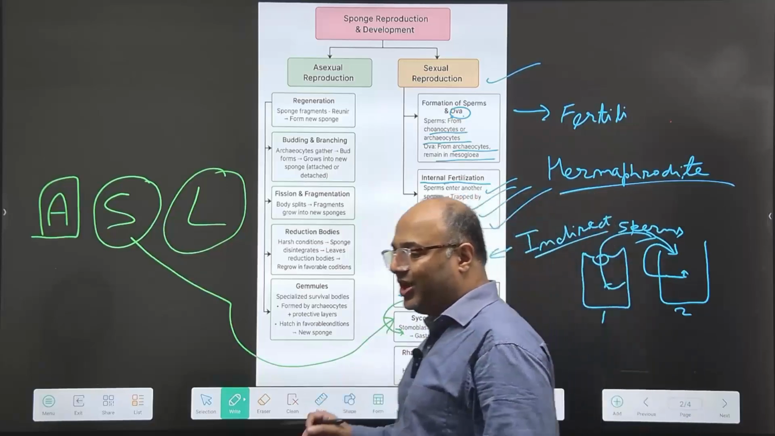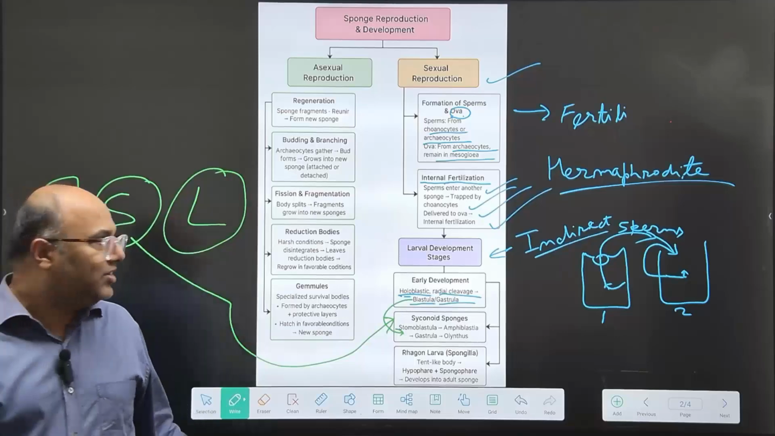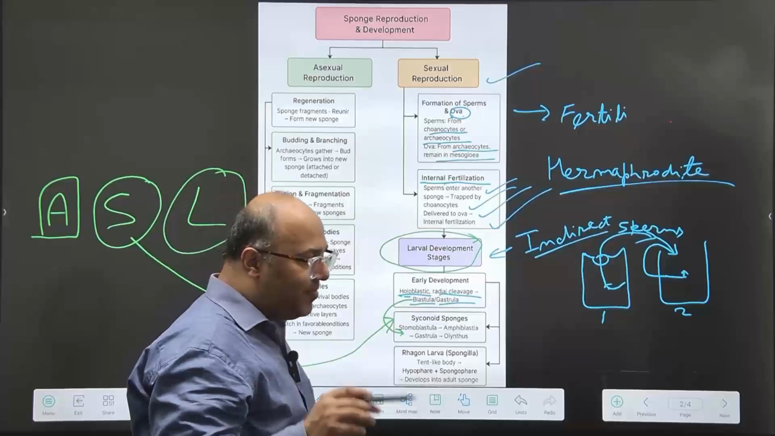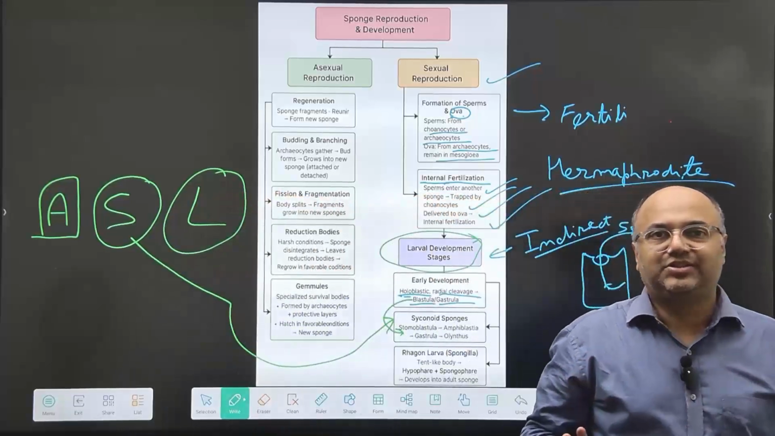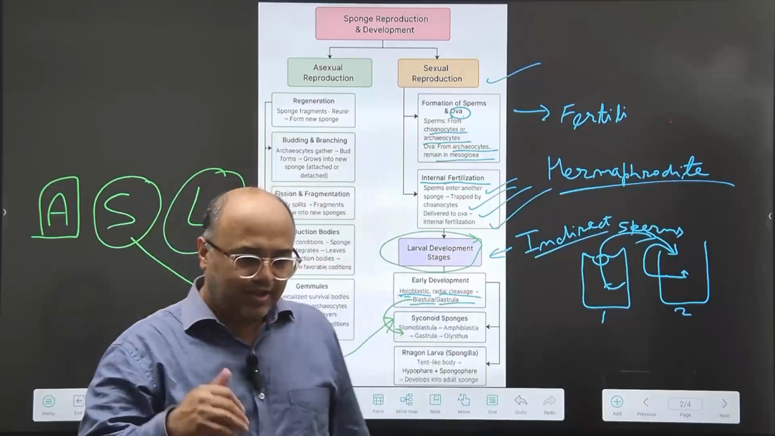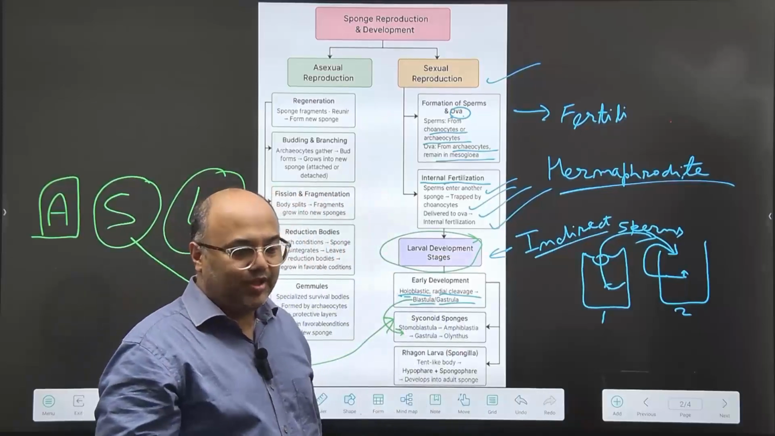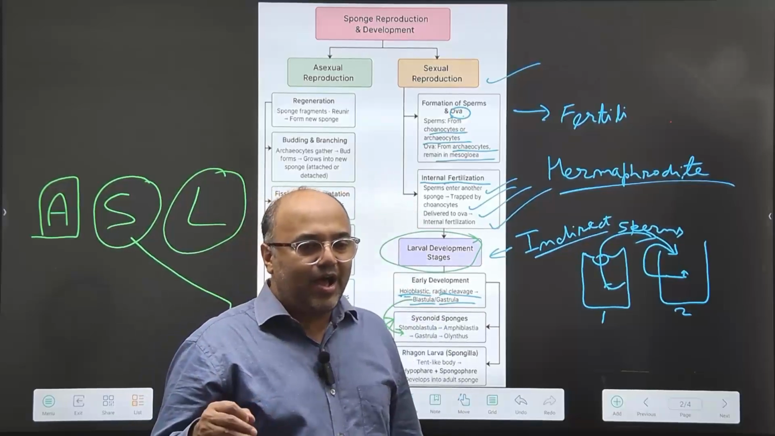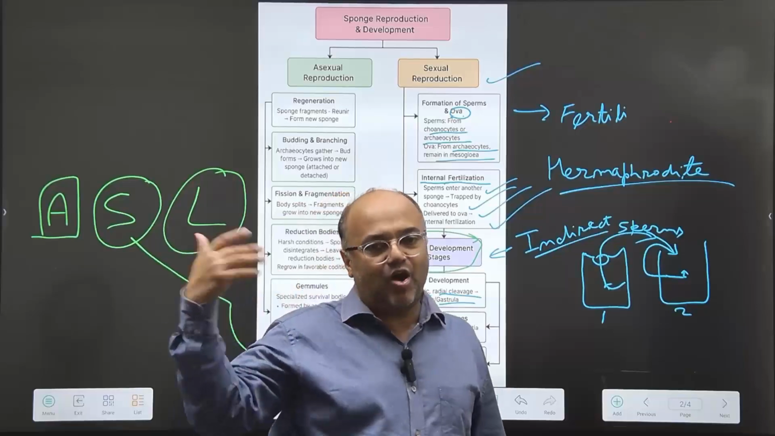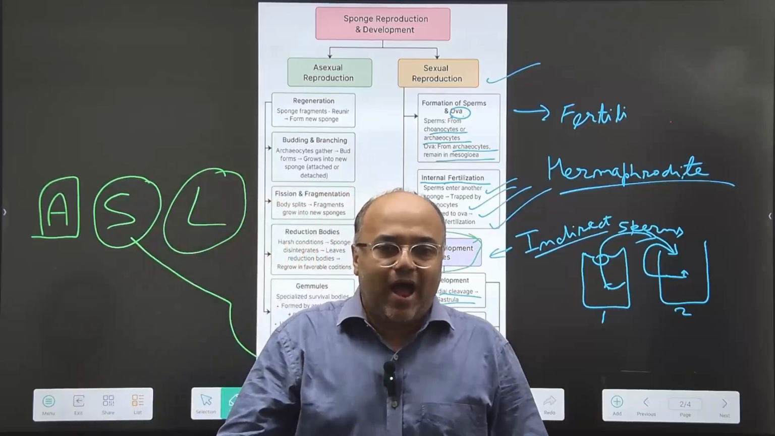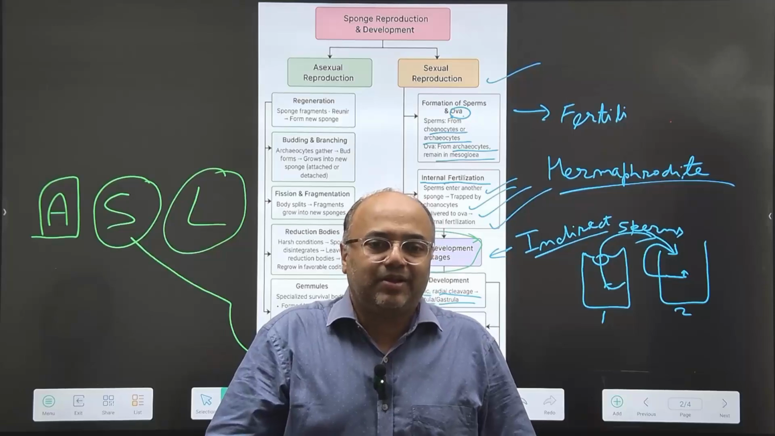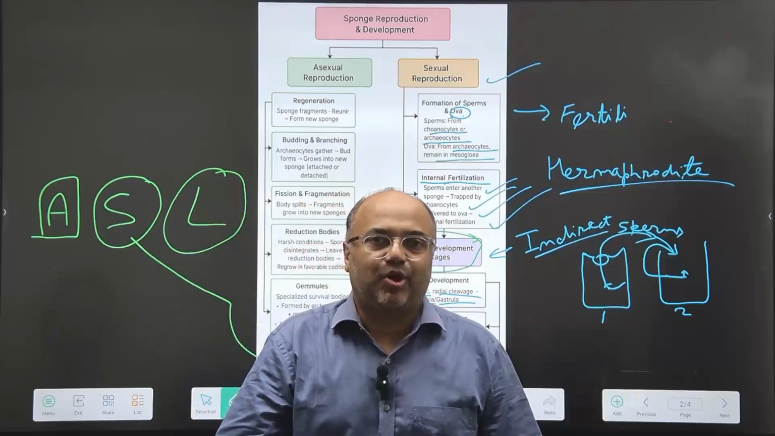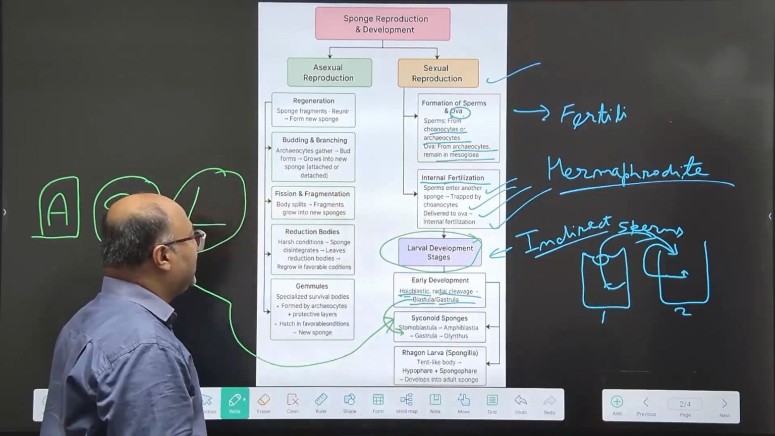So during the blastula stage, the first stages of larval development are happening in the mesoglea of the sponge. They are not happening outside the sponge body, right? So the larva migrates from the mesoglea and ultimately it is ejected out by the sponge body, and the later stages of larval development, generally gastrula onwards, are happening outside the sponge body. So that is one thing.